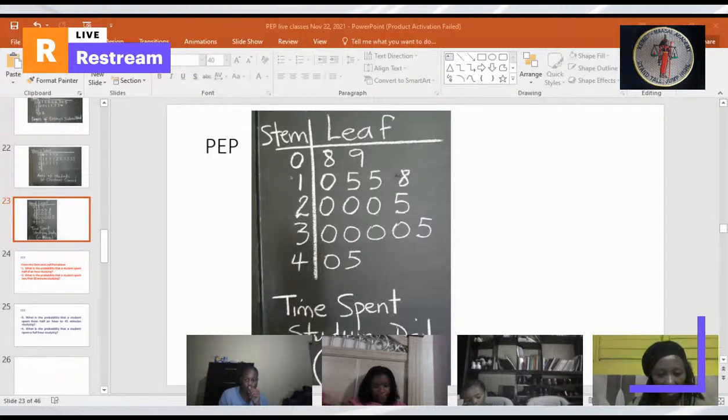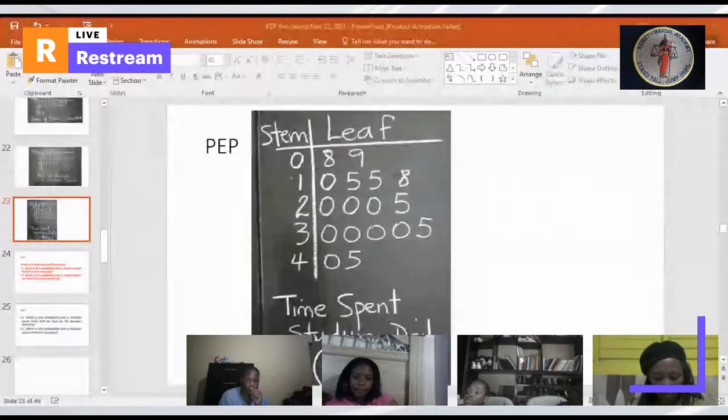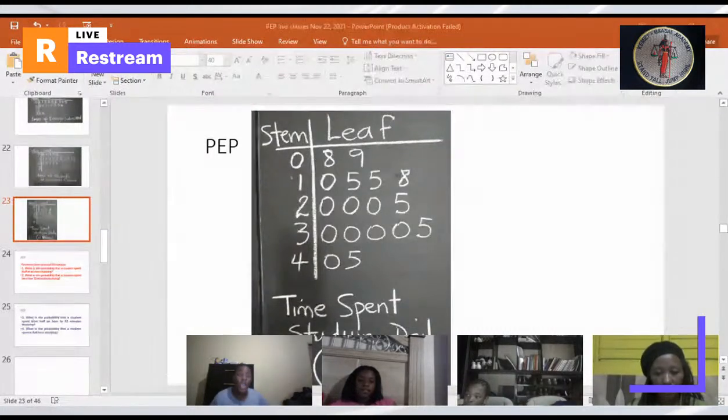Madison, explain how you got yours, and Siobhan, explain how you got yours. Miss, it says from 30 to 45 minutes. So there's 4 30s and 1 35, so that's 5 numbers. Then there's 40 minutes and 45 minutes, which is another 2 numbers, and 5 plus 2 is 7. So the probability will be 7/17.